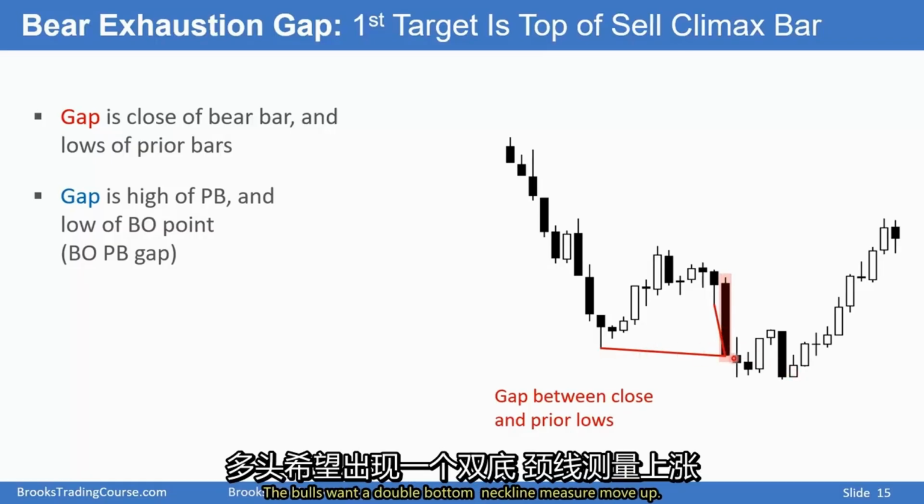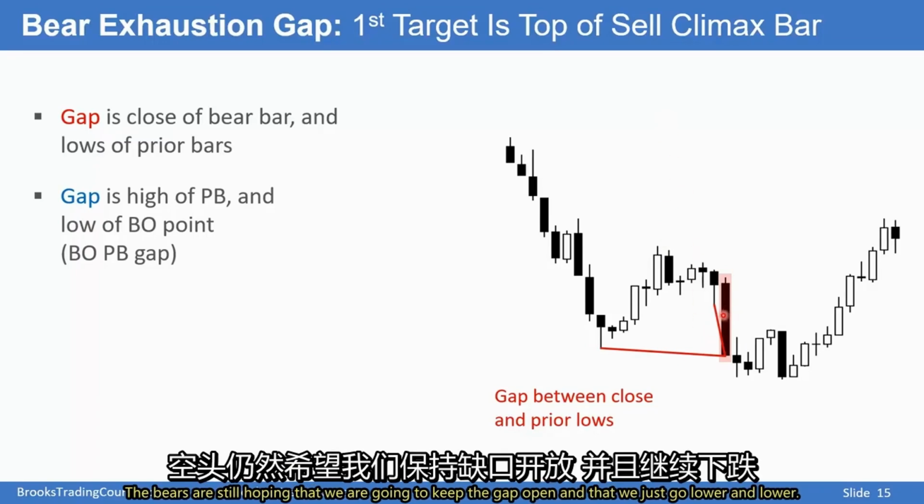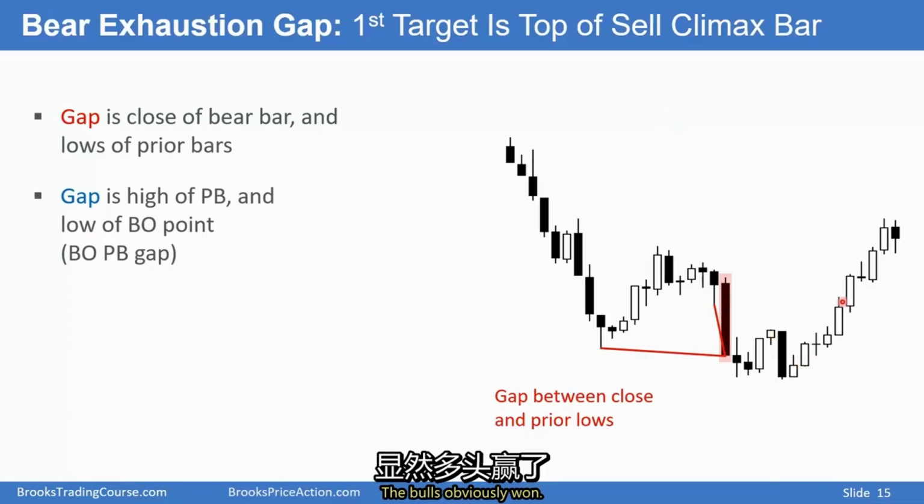The bulls want a double bottom, neckline, measured move up. The bears are still hoping that we are going to keep the gap open and that we just go lower and lower. The bulls obviously won.